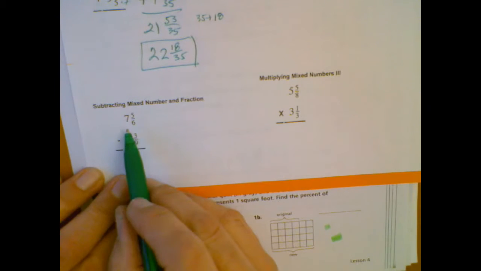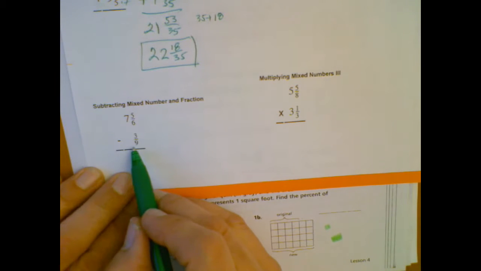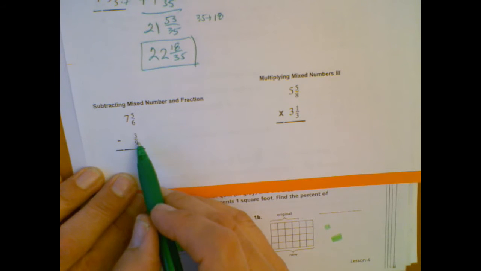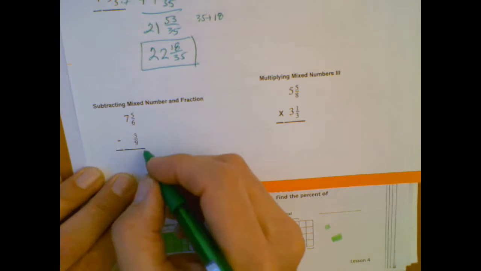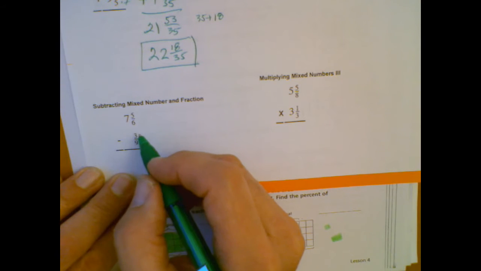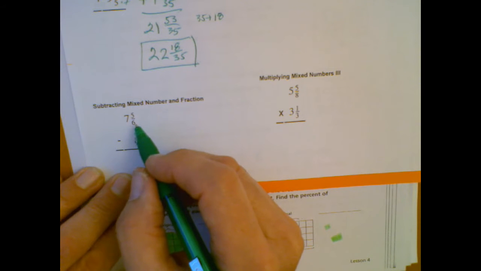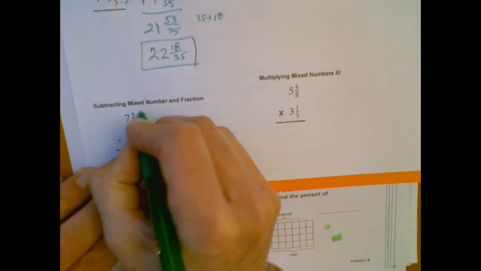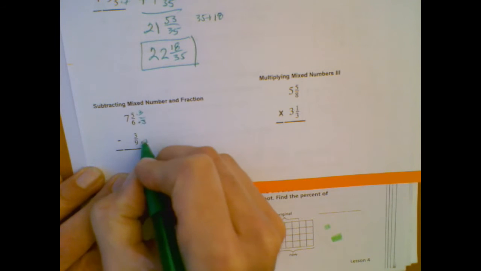In this problem, I'm going to subtract 7 and 5/6 minus 3/9. Different denominators, so they have to be the same denominator before I can subtract. I could multiply both of these by the other denominator, but I noticed that 18 is a multiple of 6 and 9. So I'm going to change the bottom to 18 by multiplying the 6 times 3 and the 9 by 2.